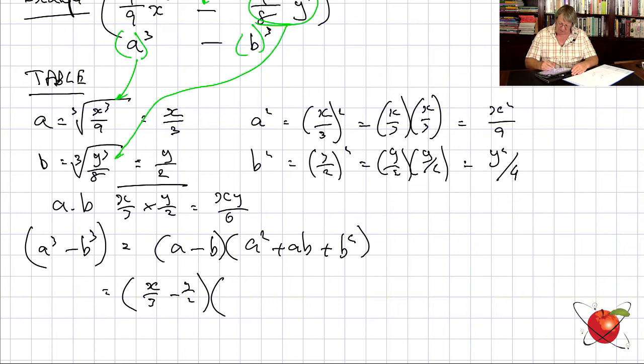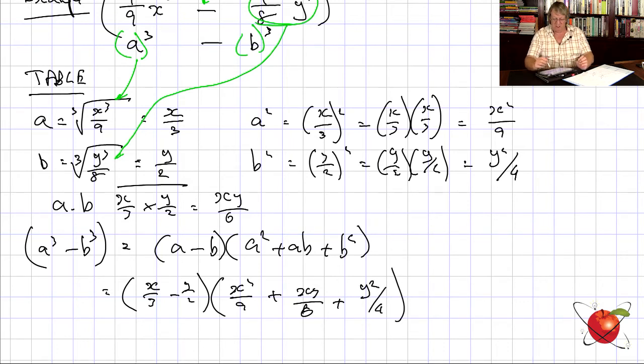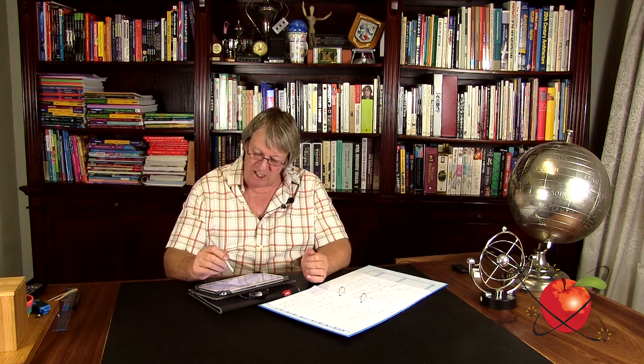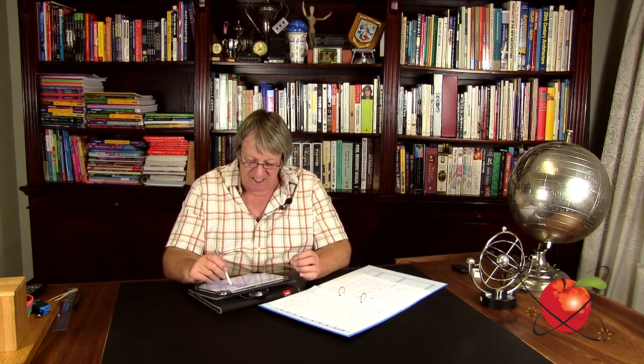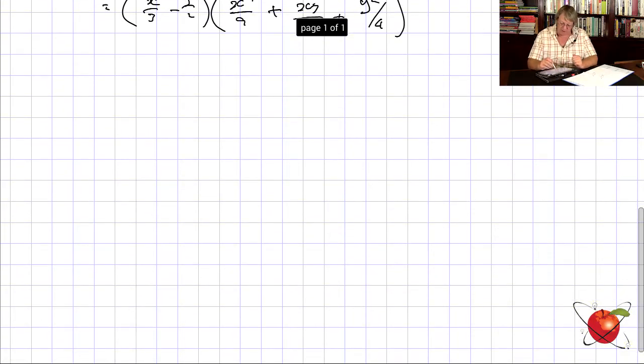A squared is worked out over there, x squared over 9. Plus ab is worked out here, xy over 6. And underneath here, I've got plus b squared, y squared over 4. Now, the table just makes it a lot easier to get through it. Because if you're going to do them in bits and pieces, you're going to possibly end up with something quite nasty in the brackets, with different brackets and more brackets in there. So the best is to actually do it in a table and simplify as far as possible inside that little table. Let's have a look at another one over here, shall we?